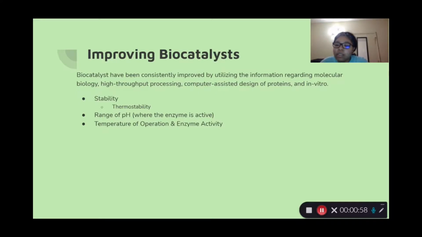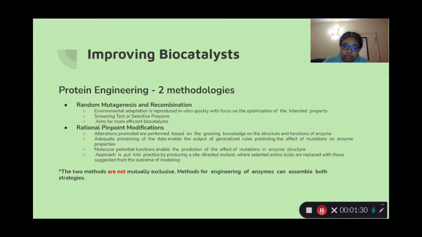Another property researchers improve for biocatalysts is broadening the range of pH where the enzyme is active. The last factor that we're going to look at is the temperature of operation and enzyme activity. Scientists want to decrease the temperature of the operation while keeping the enzyme activity high. And they want to decrease the temperature of the operation because at low temperatures, the risk of microbial contamination decreases, and the rate at which raw materials are lost is decreased as well.